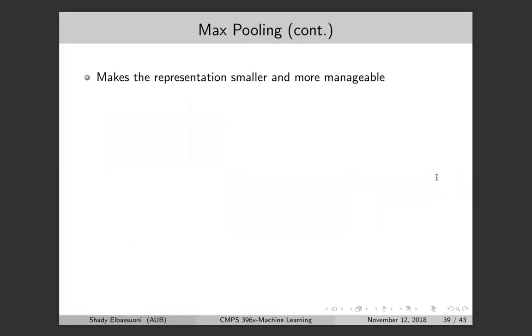So what is the use of it? It makes the representation smaller and more manageable. It gives you a chance to shrink the images after a few convolutional layers. So you use it as a shrinking method to reduce the number of weights that you have, not after every layer, but after a few layers.